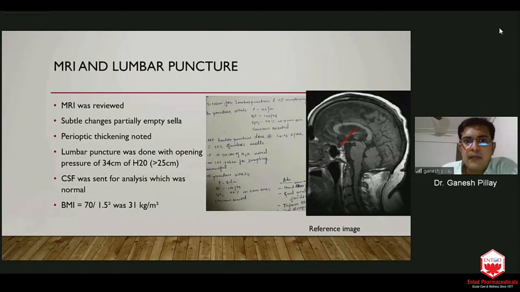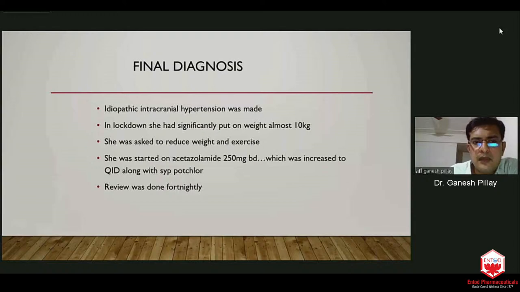So MRI and lumbar puncture are modalities which basically help us clinch the diagnosis. MRI was reviewed, and we saw subtle changes showing a partial empty sella, and perioptic thickening was noted. Lumbar puncture was done with an opening pressure of 34 centimeters of water column, which is more than normal. CSF was sent for analysis, which was grossly normal. Her BMI was 31 kg per meter square. The final diagnosis of idiopathic intracranial hypertension was made.